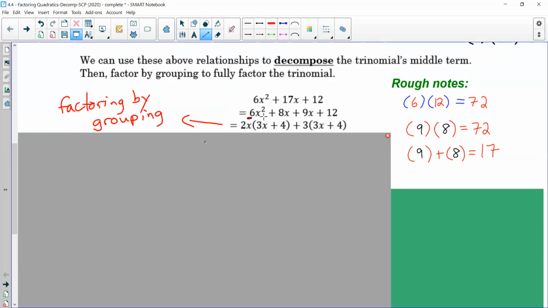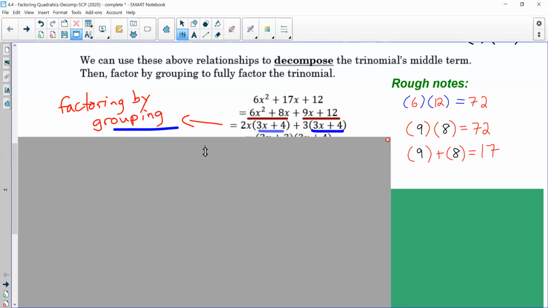All right, so we're going to take a look at these two and those two separately. Between these two terms, there is a common factor of 2, and they both have x. Between these two terms, there's a common factor of 3. Now, what you're hoping for is that the remaining factor in the brackets is exactly the same. That's the way factoring by grouping works.